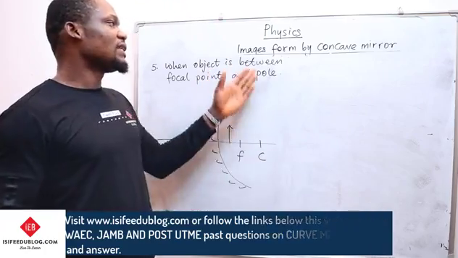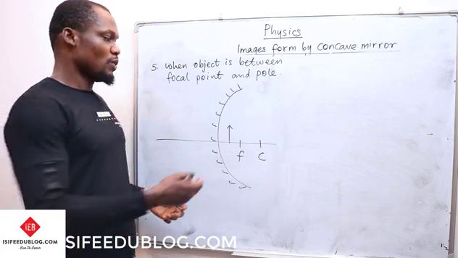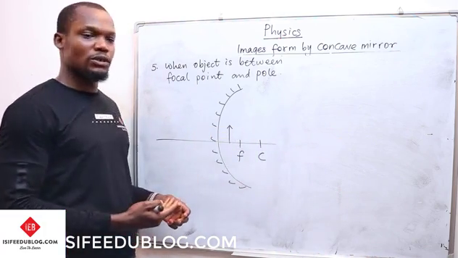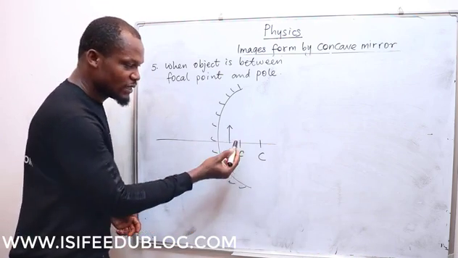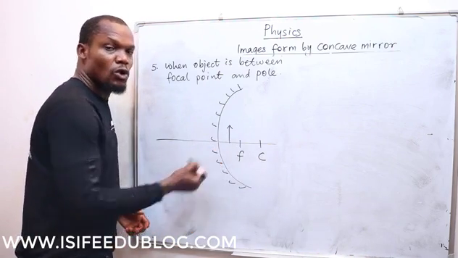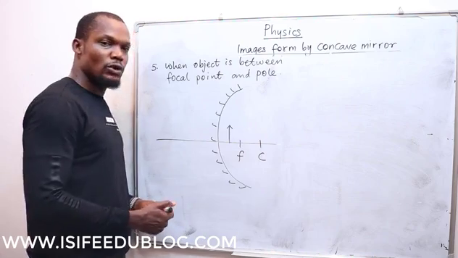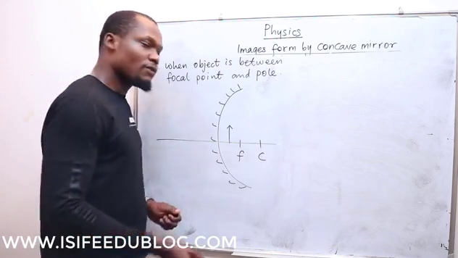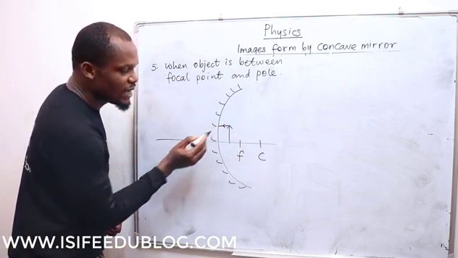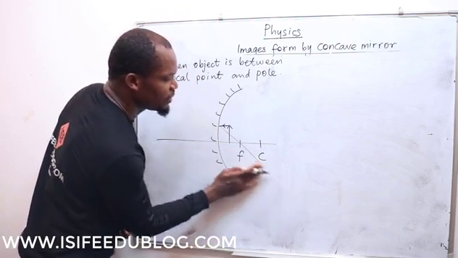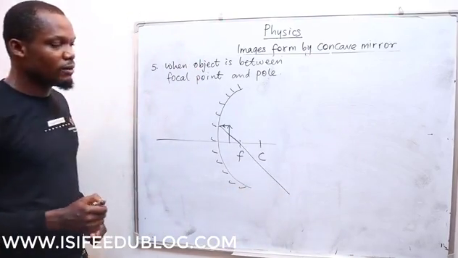Okay, so this is the last type of image that is formed by a concave mirror. You can see we've exhausted all the positions. The object is now between the focal point and the pole, or you say the object is between the focal point and the mirror. So what is going to happen? First of all, again, we have a ray parallel to the principal axis, and it is going to reflect through the focal point.